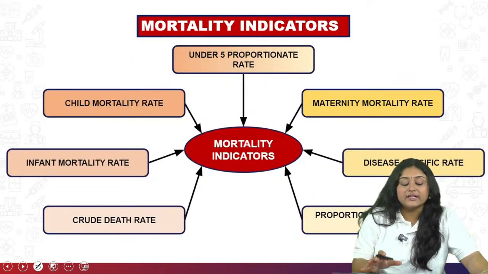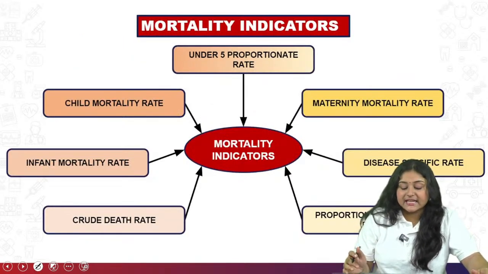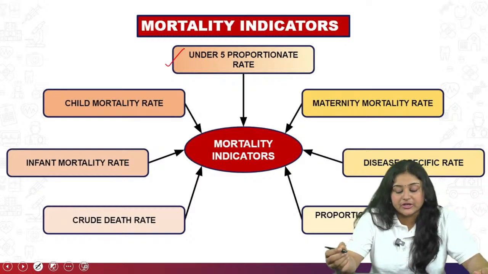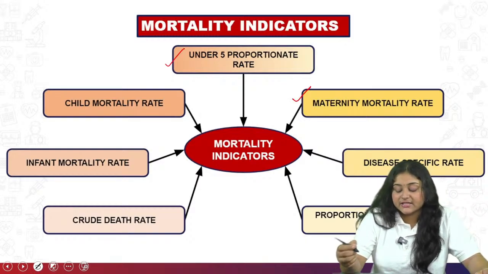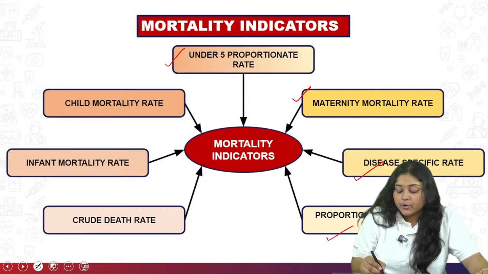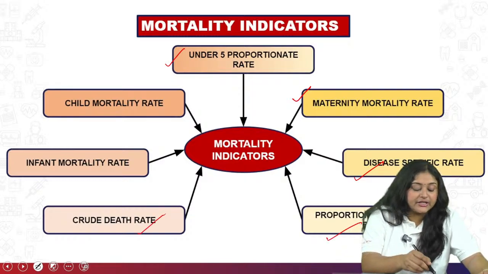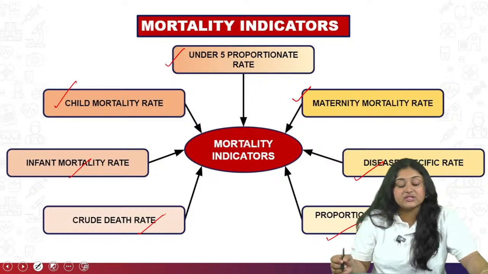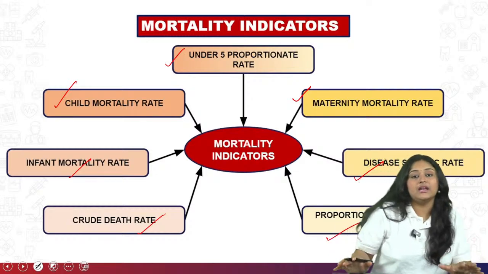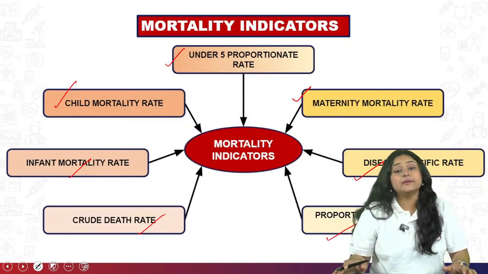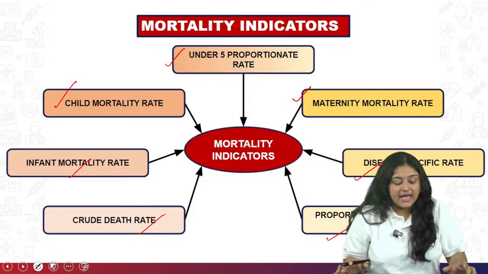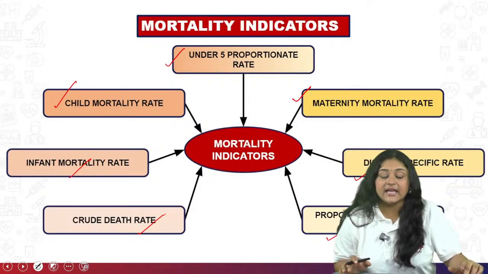So see the mortality indicators. The mortality indicators are: the under 5 proportion rate, maternal mortality rate, disease specific death rate, proportional mortality rate, crude death rate, infant mortality rate, as well as the child mortality rate. So these all are the statistical ratios regarding the mortality indicators of health. Okay, so one by one we'll see the equations.